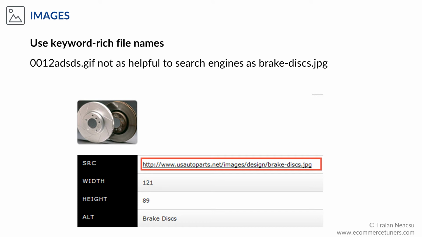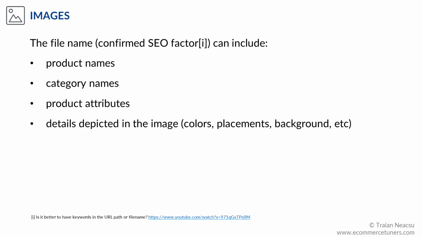Use keyword-rich file names. You probably noticed the unfriendly file name used in the initial example. This file name doesn't help search engines understand what the image is about and should be avoided. This is an example of good image file naming for a category thumbnail, as it includes the category name breakdiscs. The file names for product images should be even more specific. Your file names should include the product name, the category name, or whatever is depicted in the image. Having keywords in file names has long been recognized as an SEO factor.